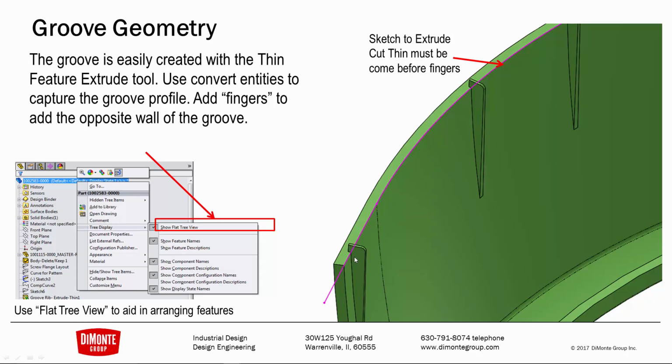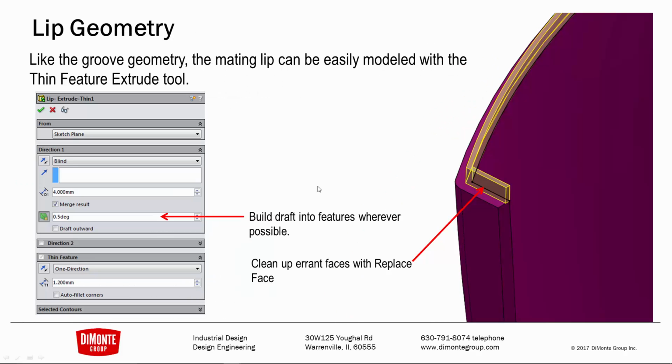One way you can sometimes help visualize is turning on that show flat tree view, which will unabsorb all of the sketches so you can see the correct order that they're applied in. Subsequently, the lip geometry is also easily created with the thin feature extrude tool, and then I can clean up errant end faces of the lip with the replace face tool.